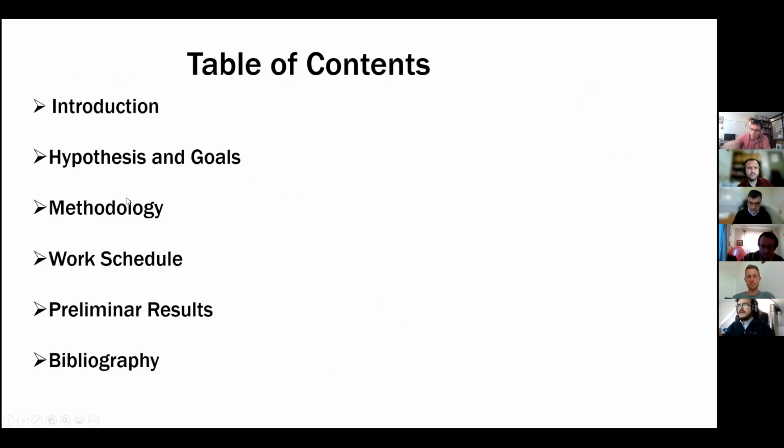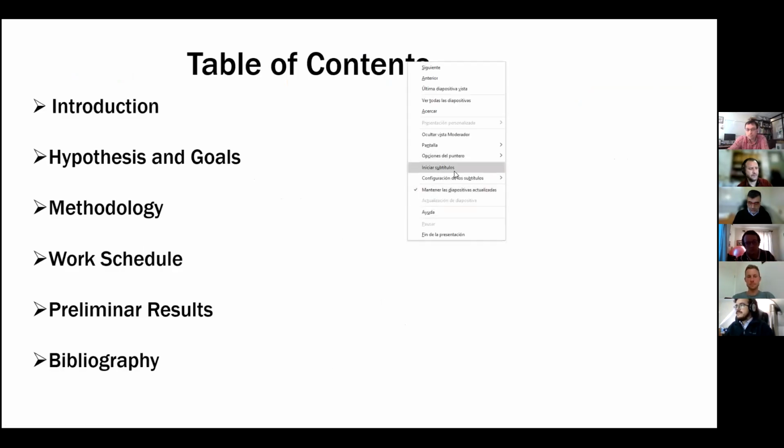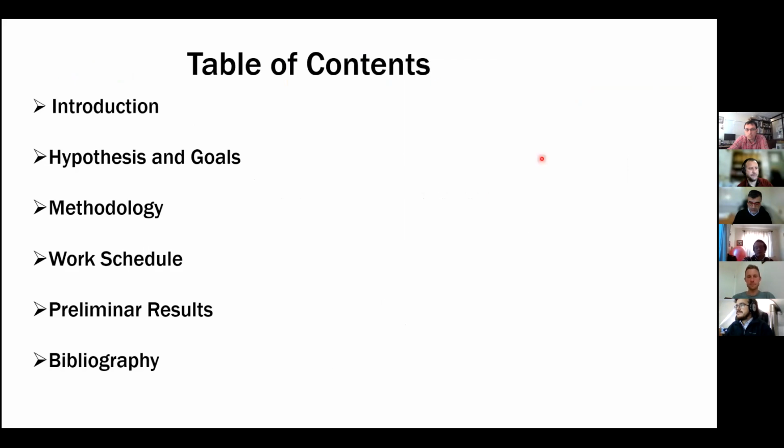So, the table of contents. First, I want to activate the laser. The table of contents, what are we going to present in this presentation? Firstly, I want to introduce the topic. Then I will expose my hypothesis and goals, the methodology and how we want to achieve these goals, our schedule, and lastly, what are some preliminary results we already have and the bibliography.